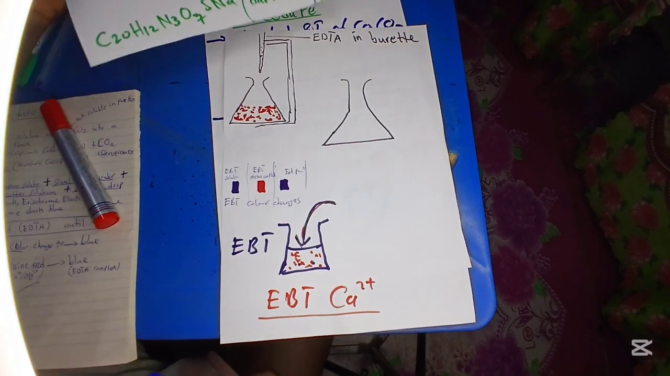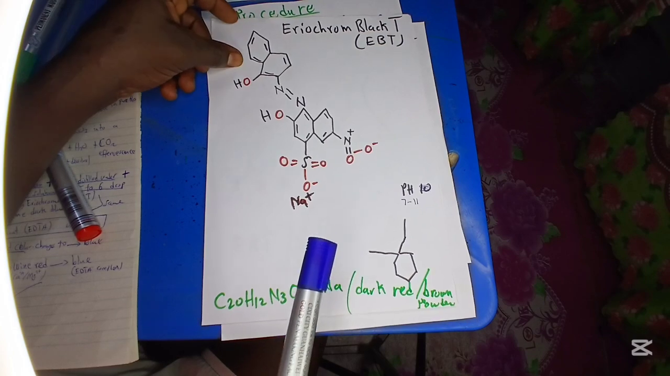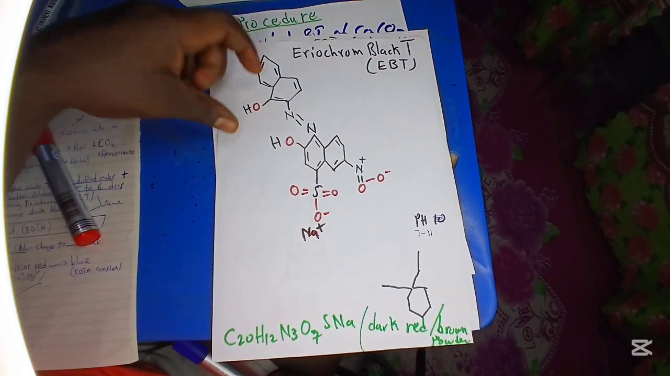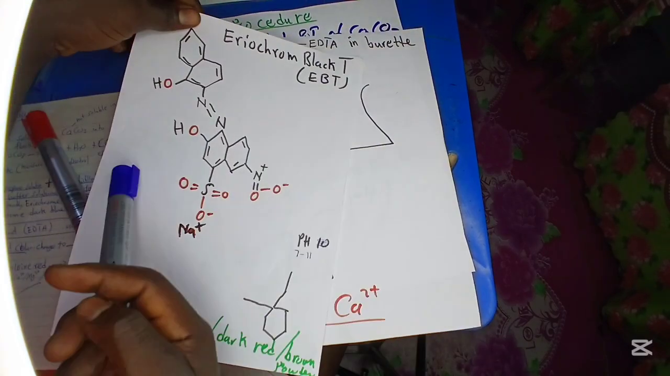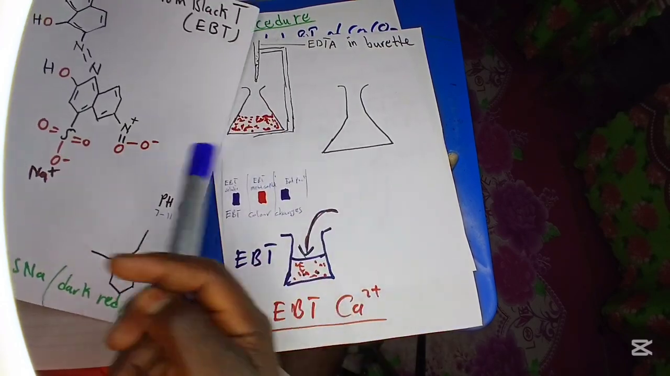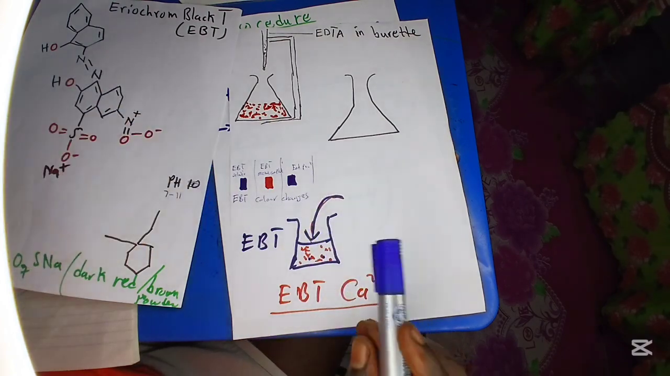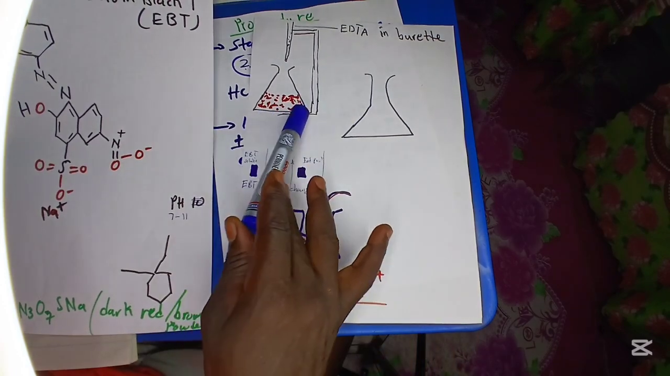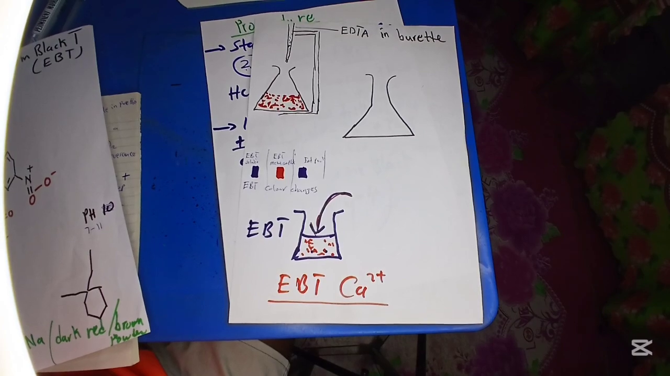Why is this happening? The EBT, the Eriochrome Black T, will firstly form a complex with the metal ion. But this complex is not very stable. So when EDTA comes into the solution, it is going to displace the indicator and take charge of the metal ion. So EDTA is the one that is going to form the more stable complex with the metal ion, which will be indicated by a color change from wine red to blue again.